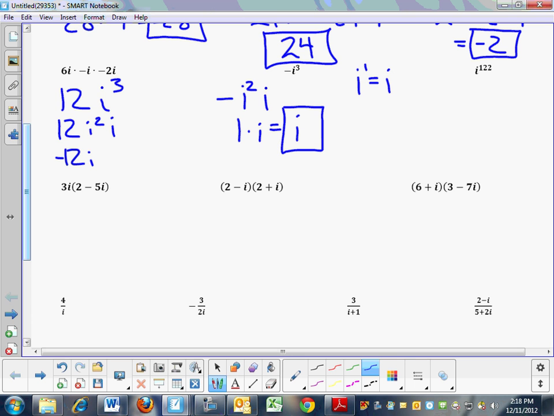I to the first power is I, right? I to the second power would be I times I, which is negative 1. I to the third power would be I times I squared, right? So what's that? Negative I. And I to the fourth would be I squared times I squared, which is 1.